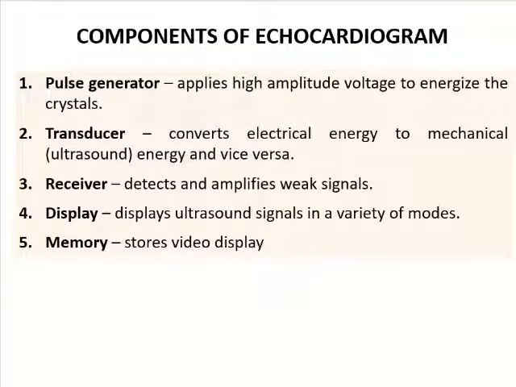There are five components required for echocardiogram. The first one is the pulse generator, which induces high amplitude voltages to energize the crystals to produce sound waves. The second one is a transducer. Basically, it's a piezoelectric crystal which converts the high amplitude voltages into mechanical waves, otherwise sound waves in the range of ultrasonics.